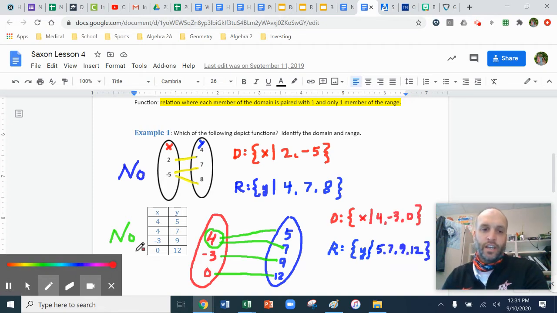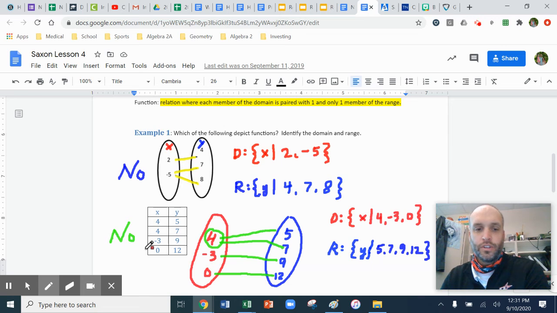So in each case, we had one member of the domain map with 2 members of the range, which means there's no function.